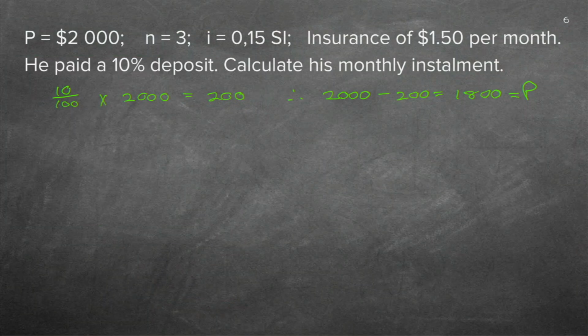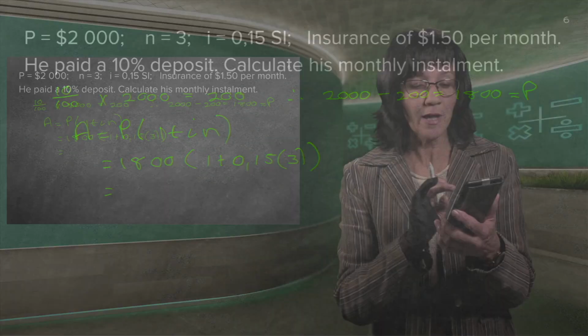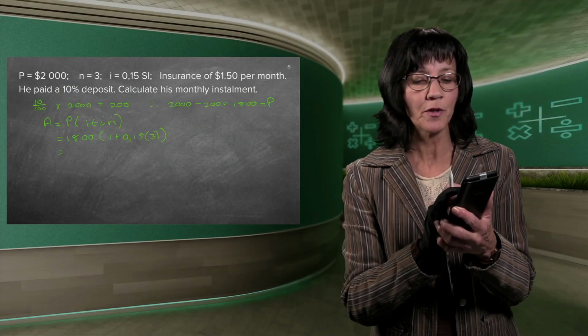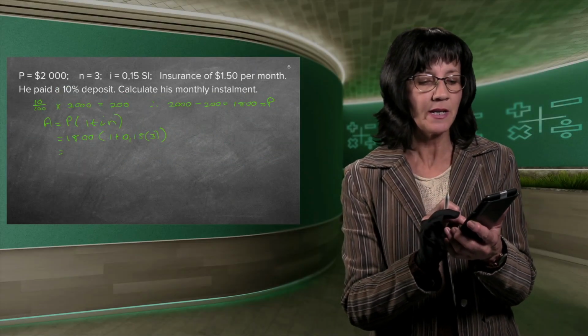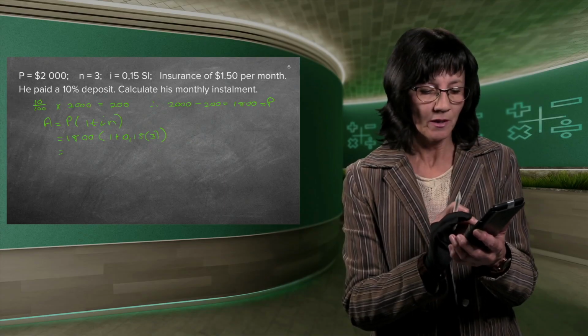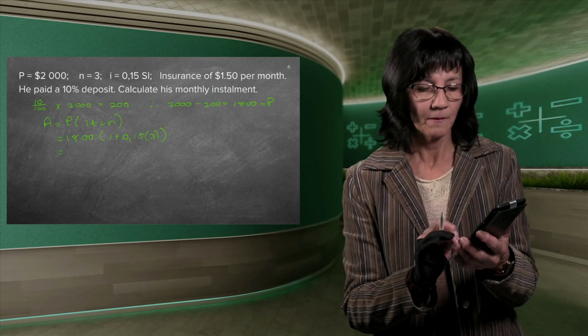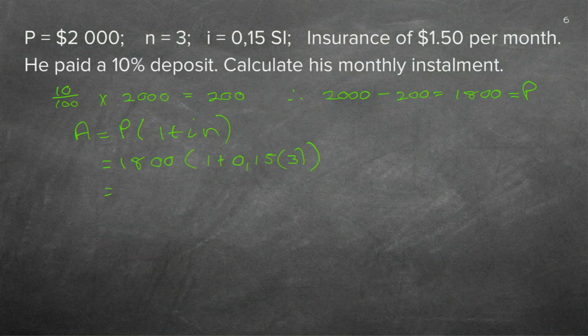So I'm going to do my formula. And I'm going to substitute. Now it's 1,800. 1 plus 0.15. The N is 3. And I'm going to click it on my calculator. Also, your calculators are very clever. I'm just going to go back with my cursor now, and I'm going to delete the 2,000, and I'm going to put in 1,800.